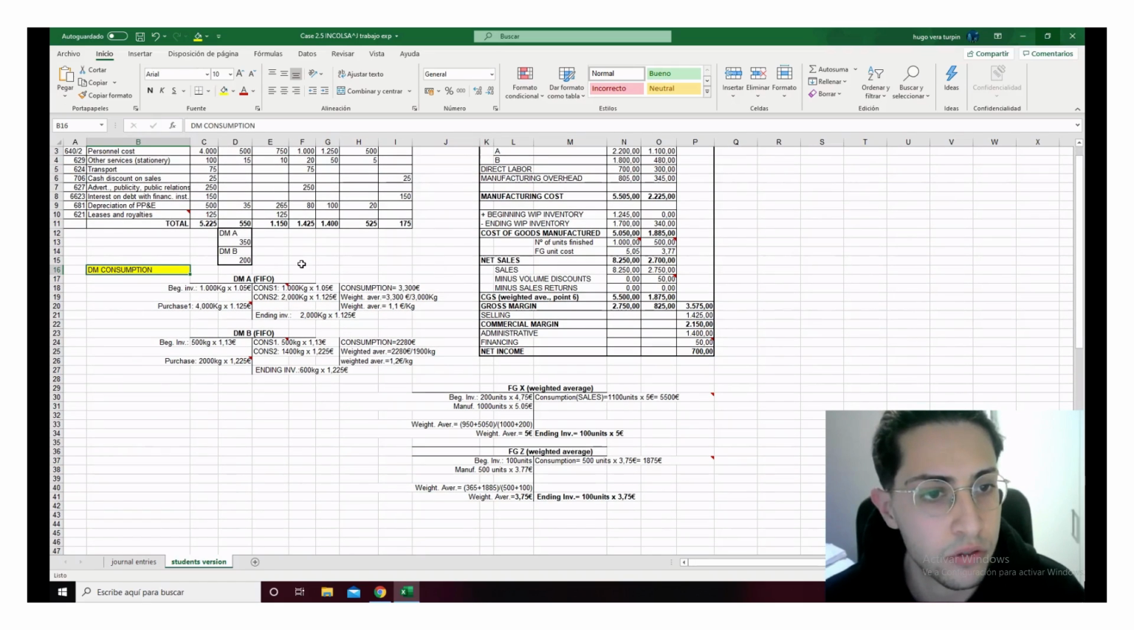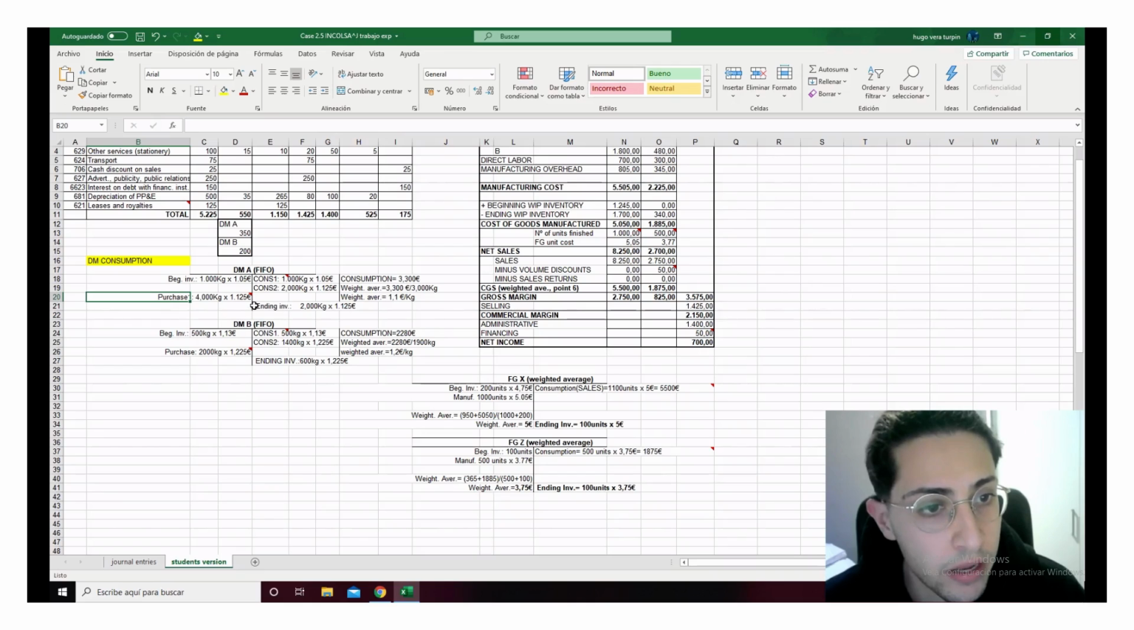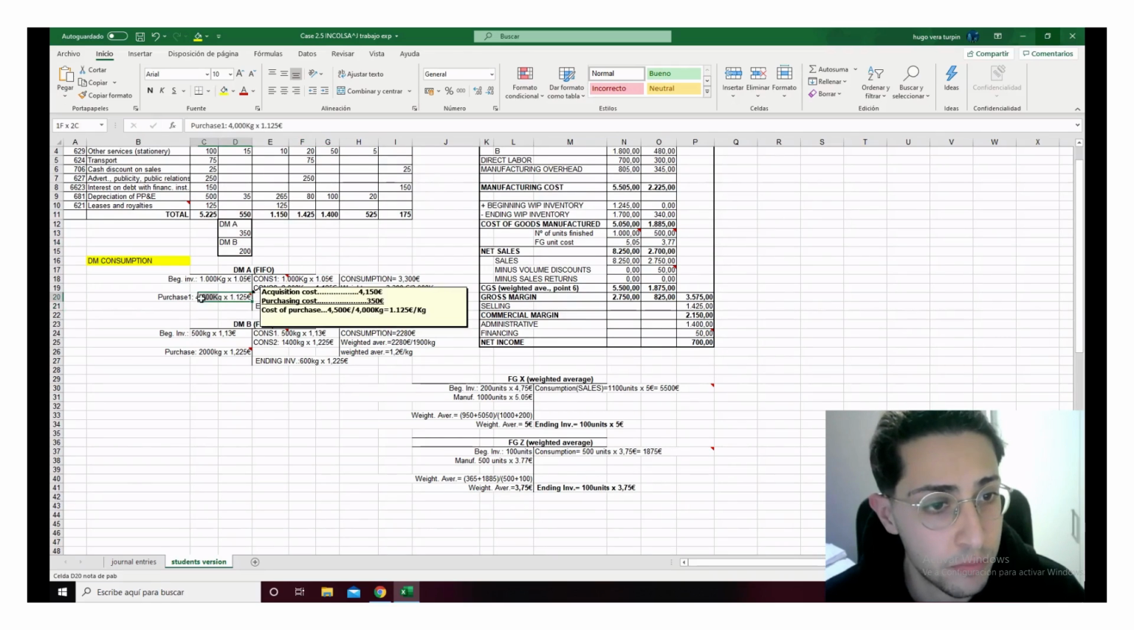The first thing that we have to know is that we are working with FIFO. So if we have a beginning inventory and a purchase, and we have a total consumption of 3,000 kilos, as we see here, first we will consume 1,000 from the beginning and the rest from the purchase. So by this way, the total here is 5,000 kilos and here 3,000 kilos. The rest will be 2,000 kilos at this last price.